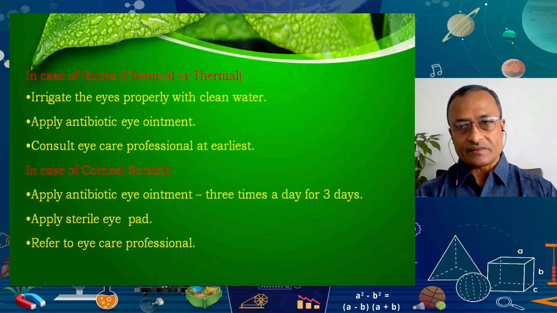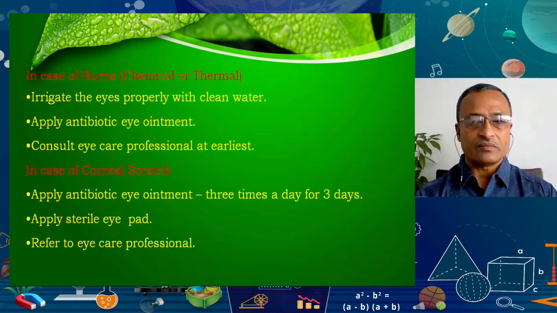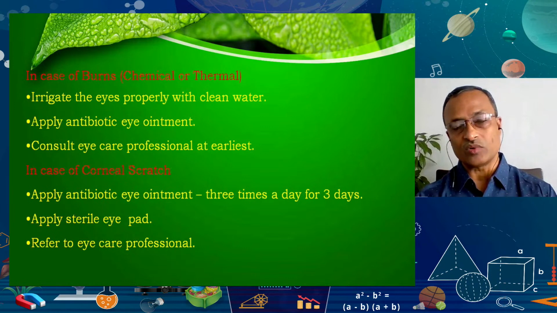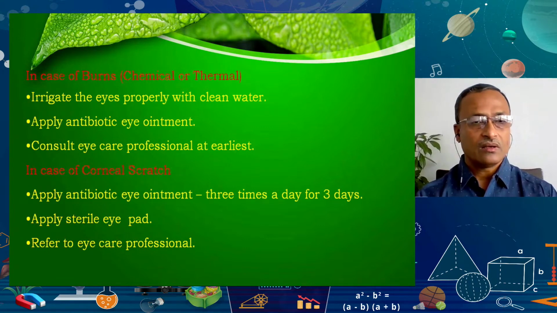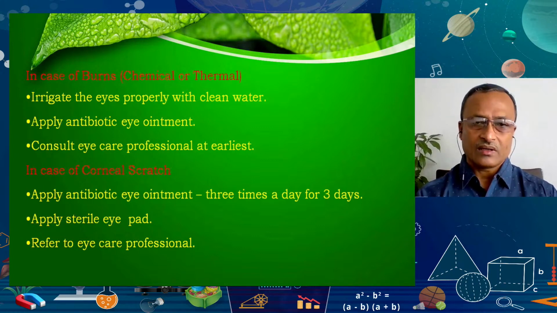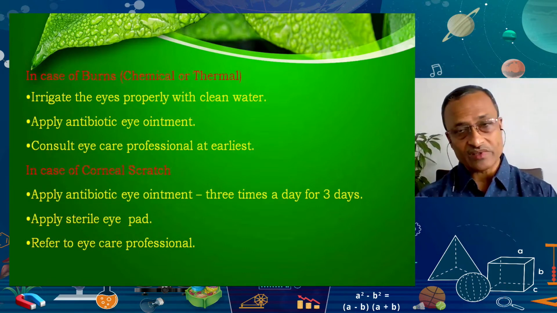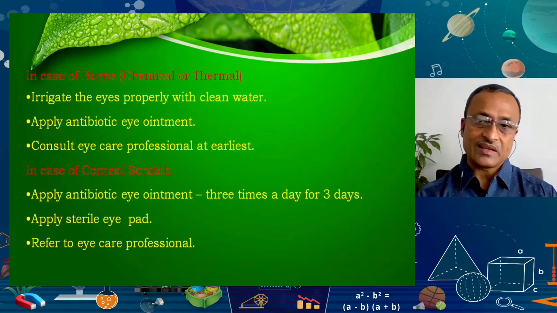Now, in case of burns, if you have a burn because of chemicals or thermal conditions, then irrigate your eyes properly with clean water. Apply antibiotic ointment under supervision. Consult your eye care professional at the earliest. Now, if you have a scratch in the cornea, apply antibiotic ointment 3 times a day for 3 days under supervision of the doctor. Apply a sterile eye pad and refer to an eye care professional.